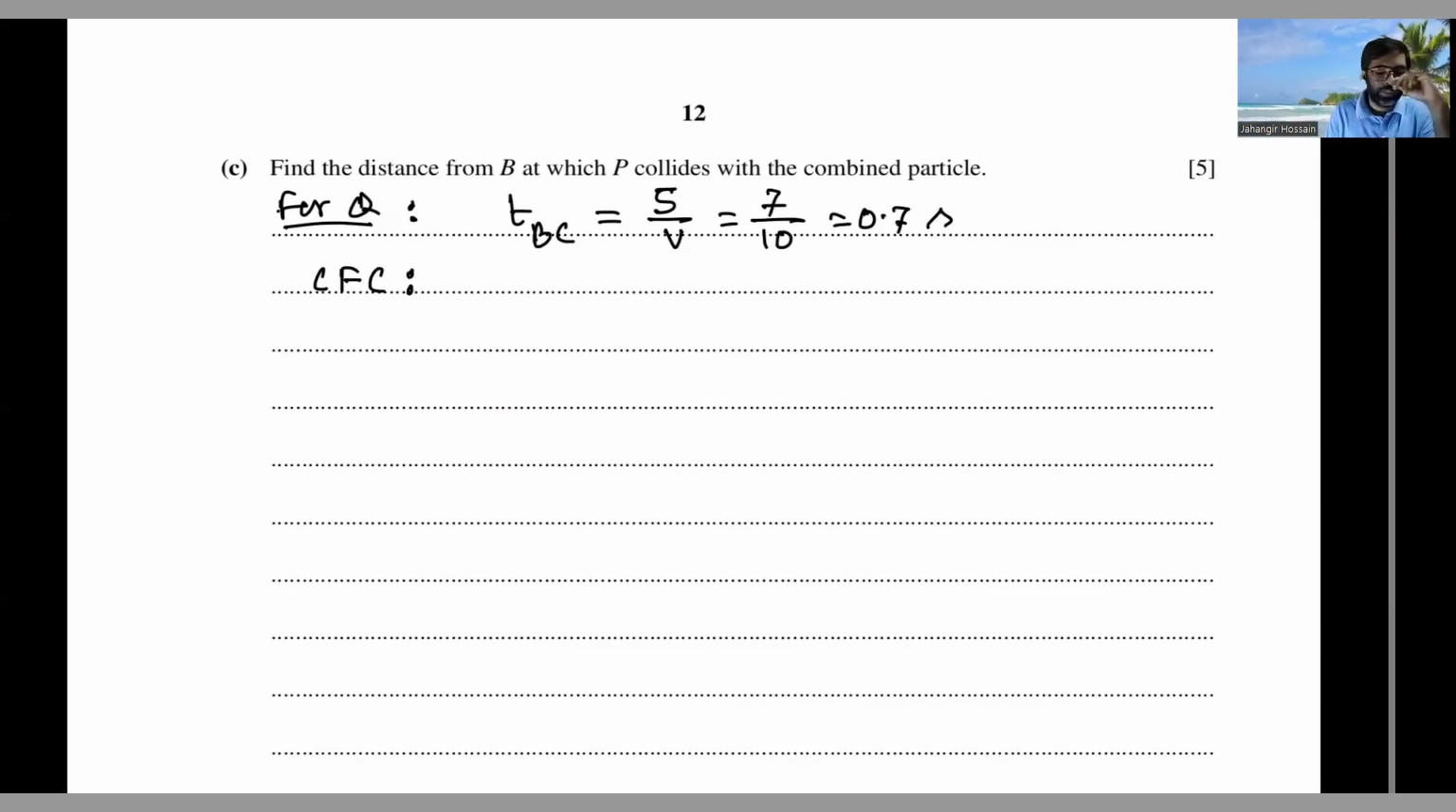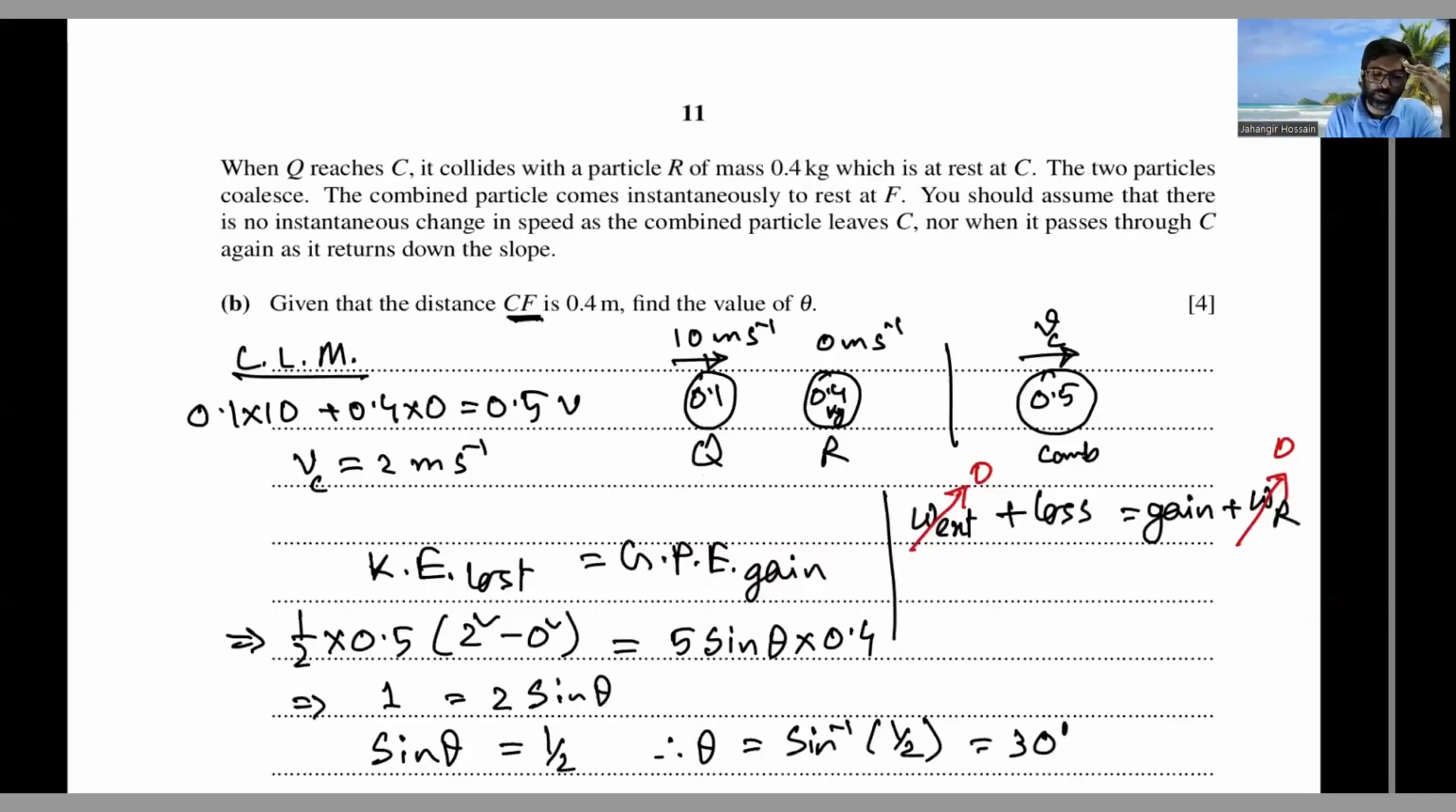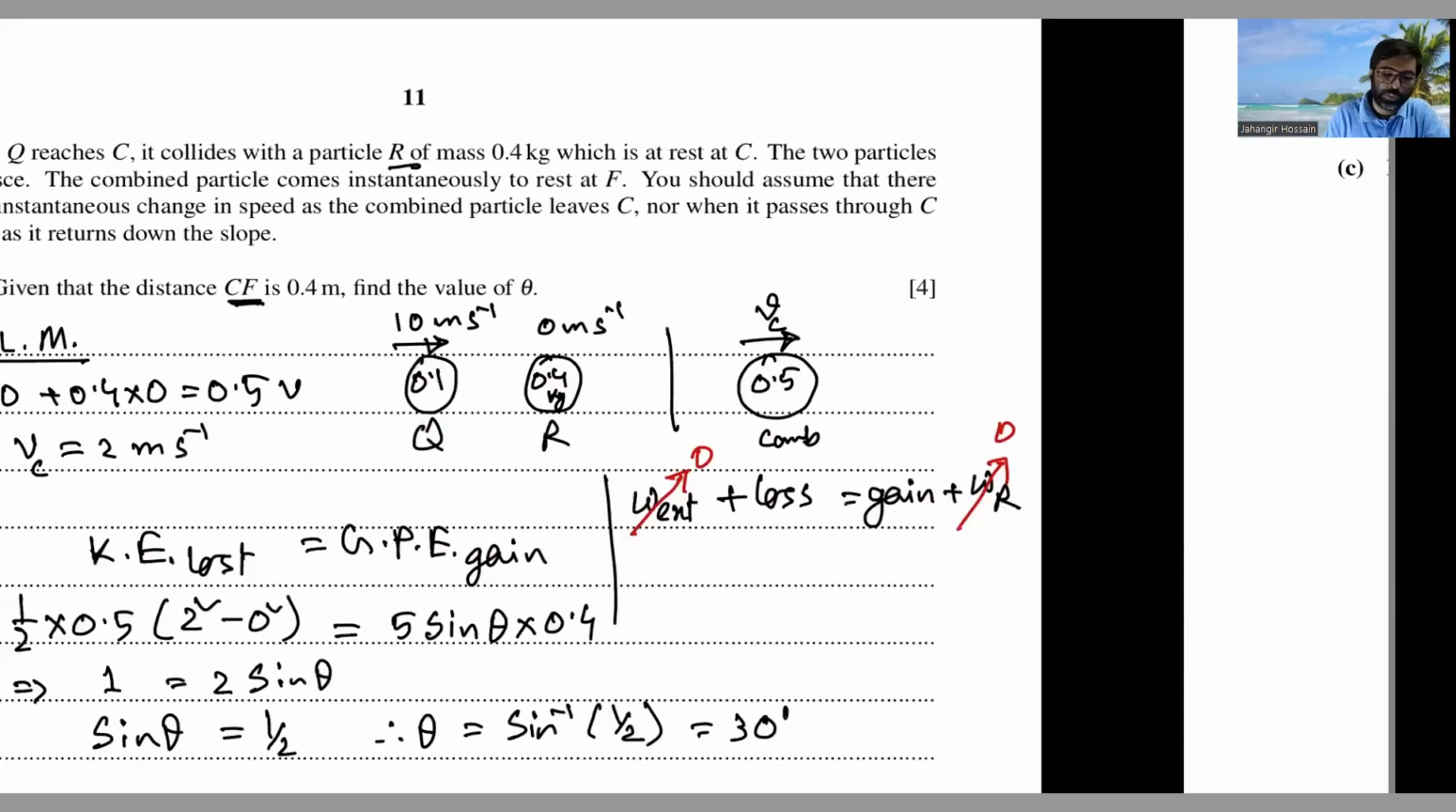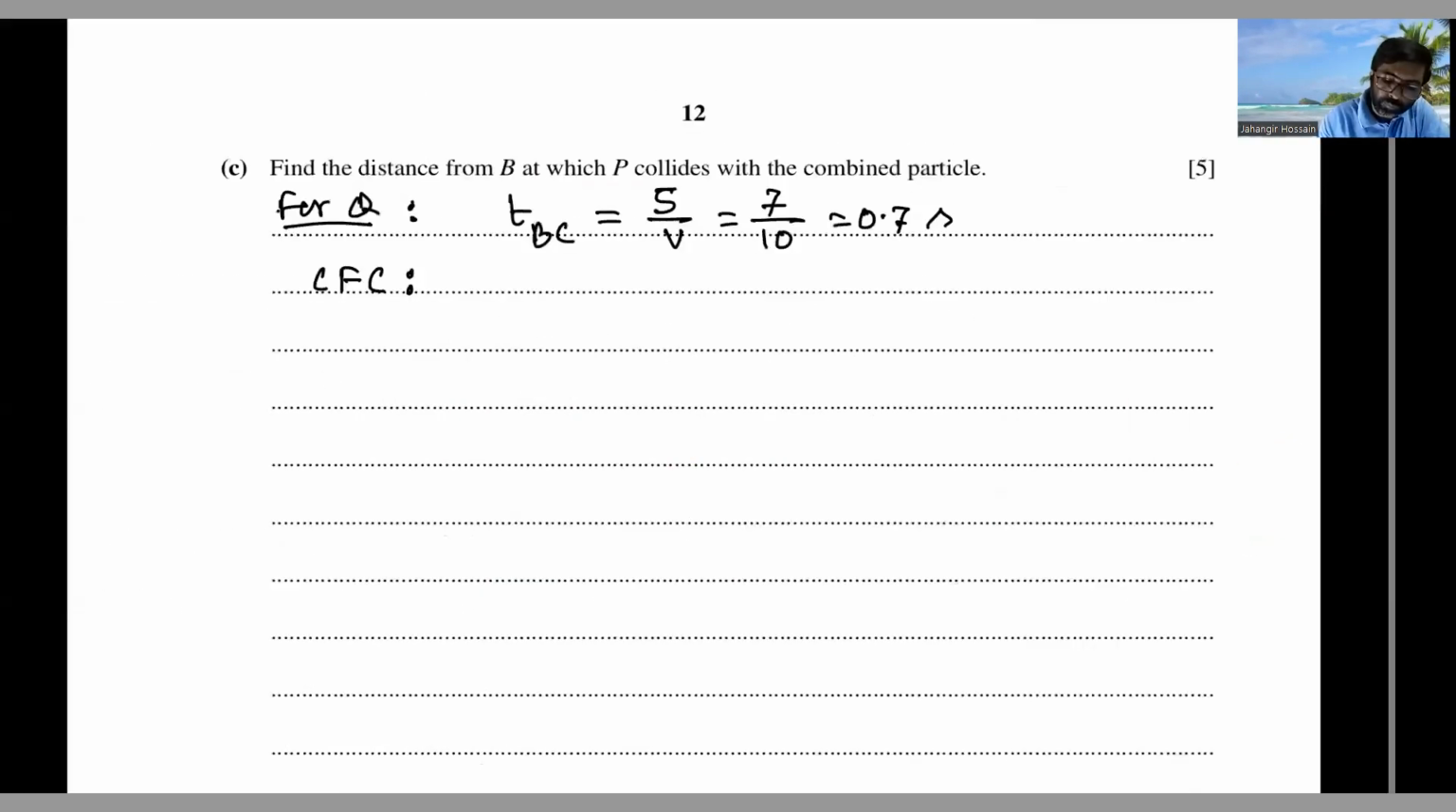In this case, Q combined with another particle, R. Q and R combine and move as a single particle with speed. How much is the speed? 2 meters per second. So it will start moving with 2 meters per second up the plane from C to F.